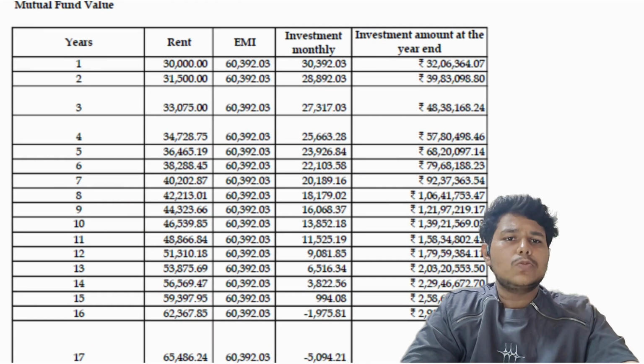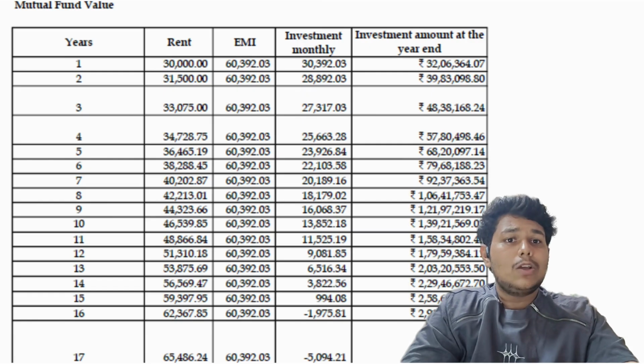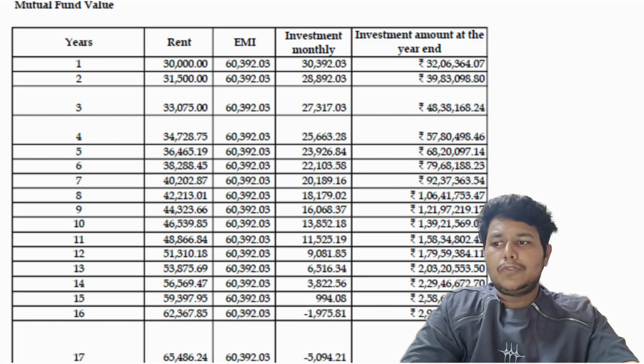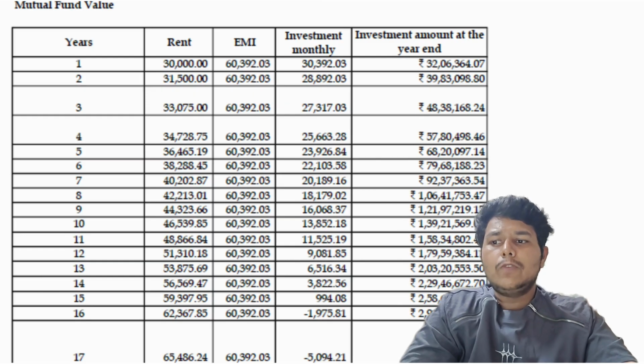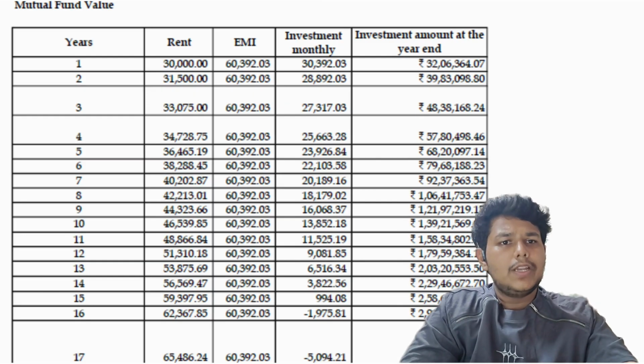Now if you see, there is one more table, mutual fund value. This is the main table which calculates the value of the mutual fund, which is basically the main decider in the video. There are 5 columns: year, rent, EMI, investment monthly and investment amount at the year end. First is the year, which is obviously for 40 years. This table will consist of 40 lines.